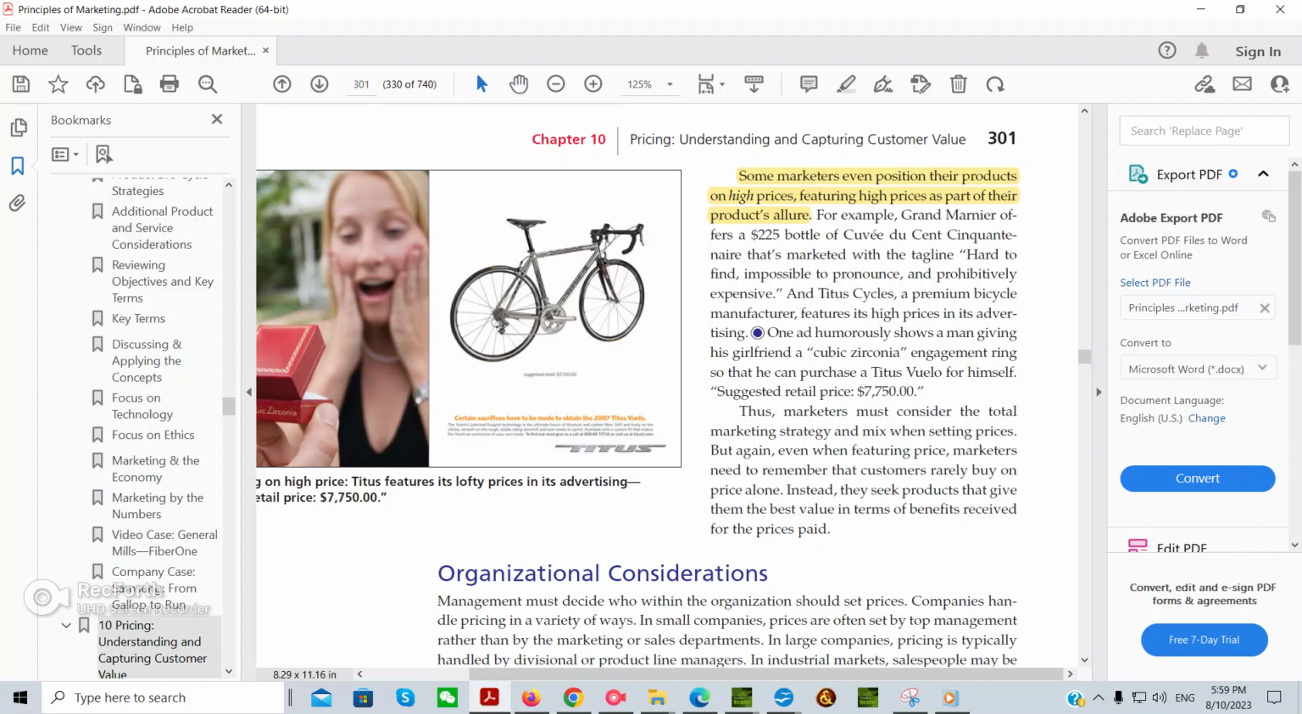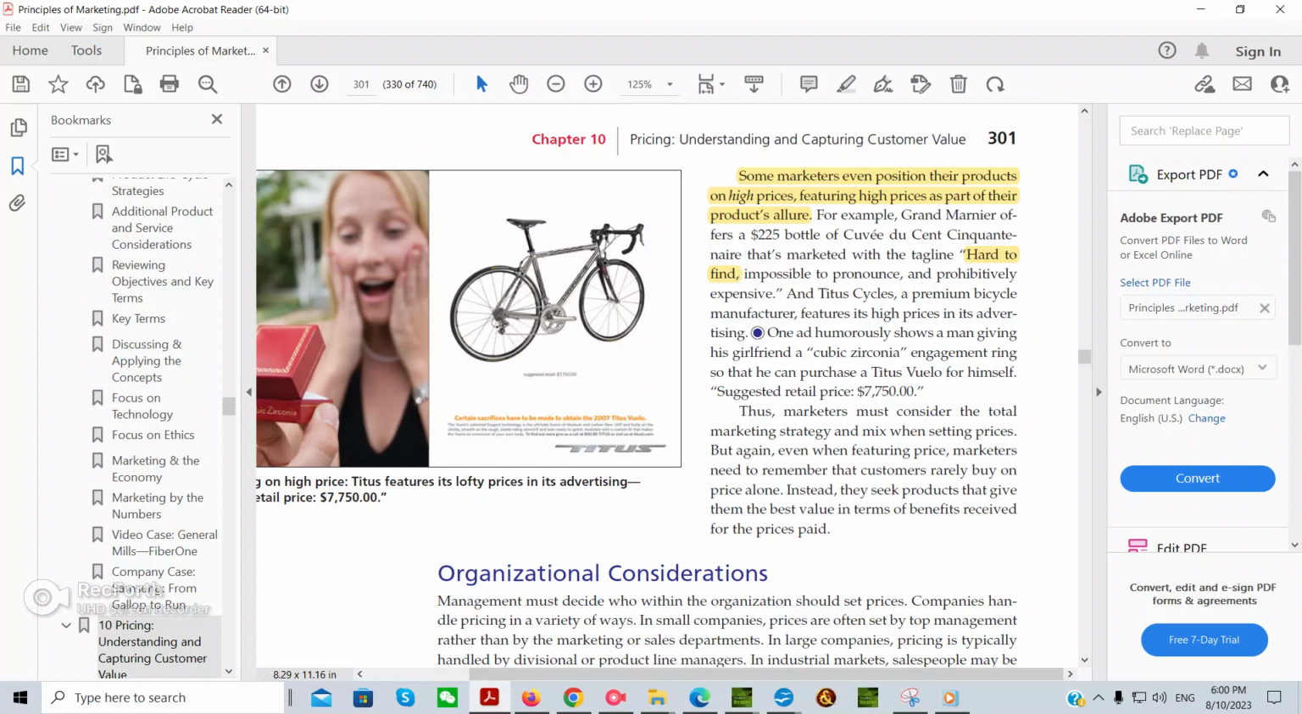Well, there's a certain prestige to buying an expensive bike because that bike was expensive, implying that that bike had higher value because it was expensive. For example, Grand Marnier offers a $225 bottle of Cuvée du Centenaire that carries the tagline, hard to find, impossible to pronounce. Yeah, so hard to find. See, that's the quantity. Okay.